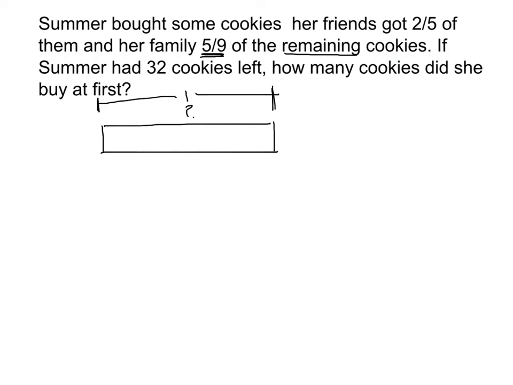Now, when we go back to the story, it says her friends got 2/5 of them. So that's where we'll start this story. So here's 1/5. Here's 2/5. Here's 3/5. Here's 4/5, and there's 5/5. Again, sorry, my drawing proportions are a little bit off, but we can still work with it. It says that her friends got 2/5. So let's go ahead and take out the 2/5 that the friends got.